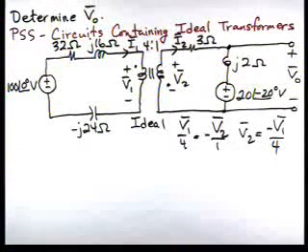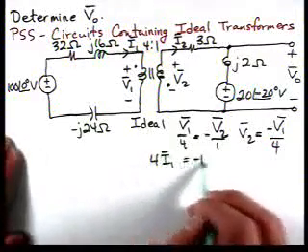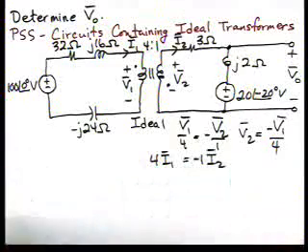And for the currents, we have both currents defined as entering the dots. Then what we'll have is 4I1 is equal to minus 1 times I2. And so there's our relationship.